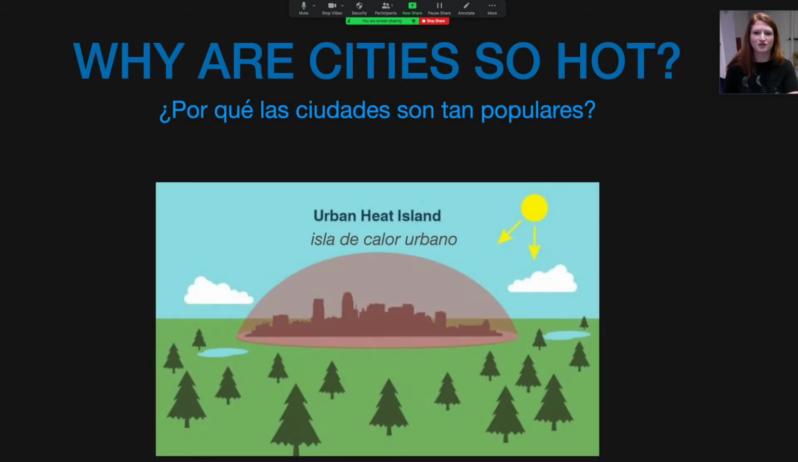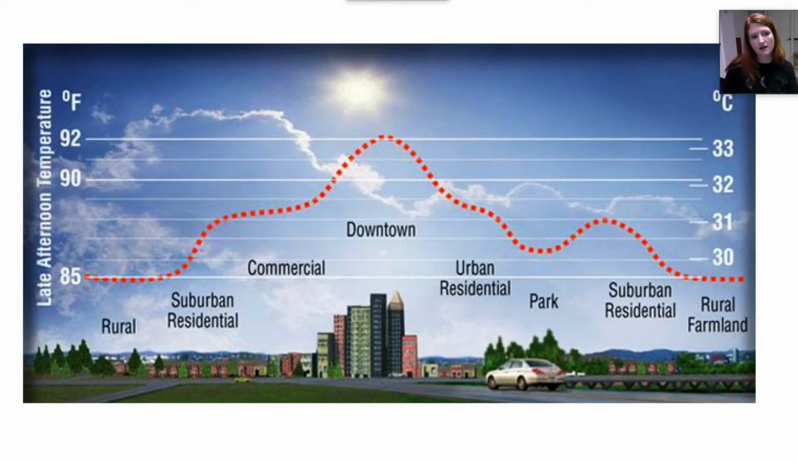Hi, I'm going to talk to you about why cities are so hot. If you look at the image on the bottom of the screen, you'll see that there's a red dome covering the city. That's to show that it's hotter, right? Higher temperatures are in the city. We call that the urban heat island. So we're going to look at why that's the case.